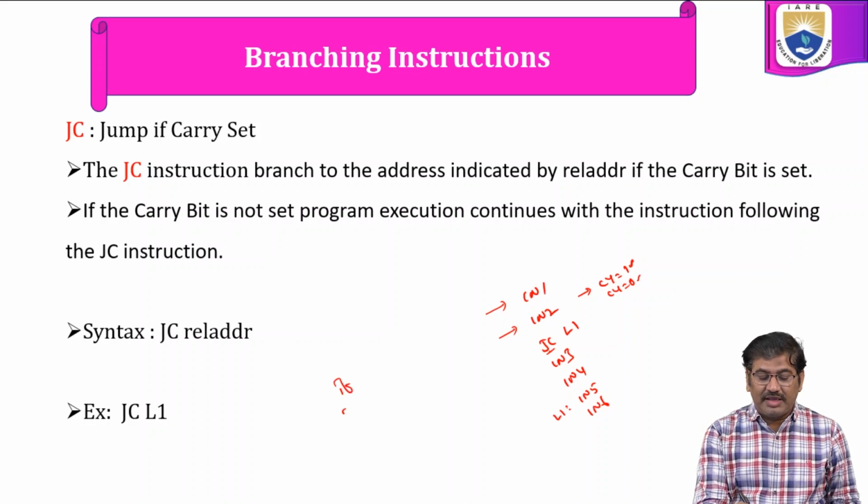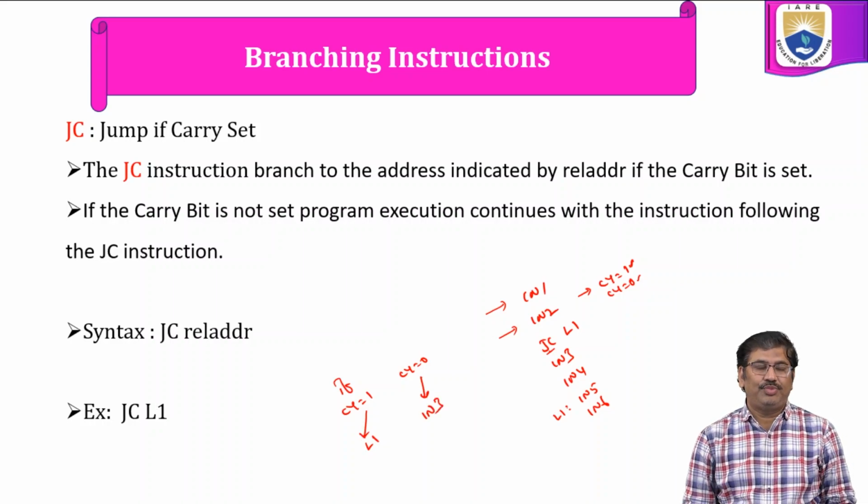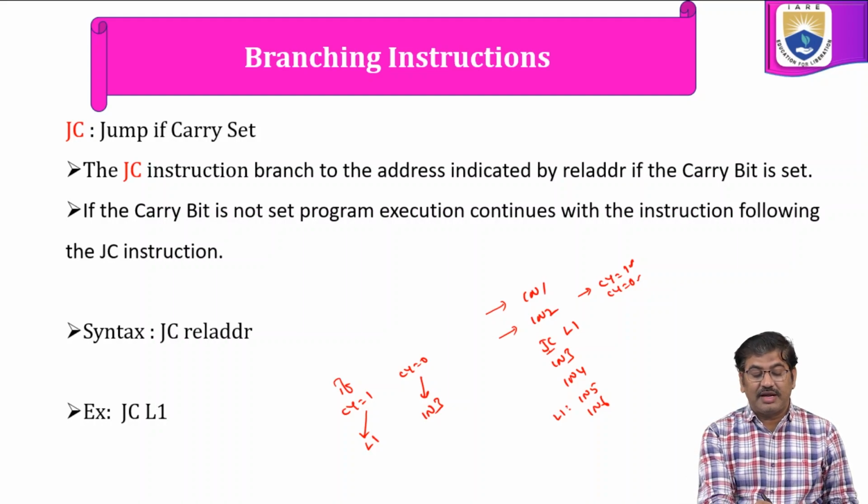So if the carry flag is 1, the control will be transferred to L1. If the carry flag is 0, the control will be transferred to instruction 3 in this example. The syntax of the instruction is JC, relative address.